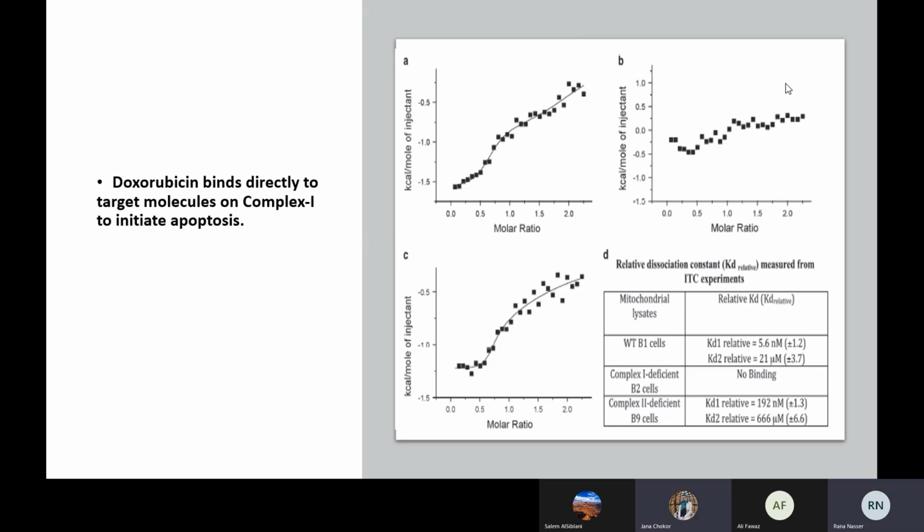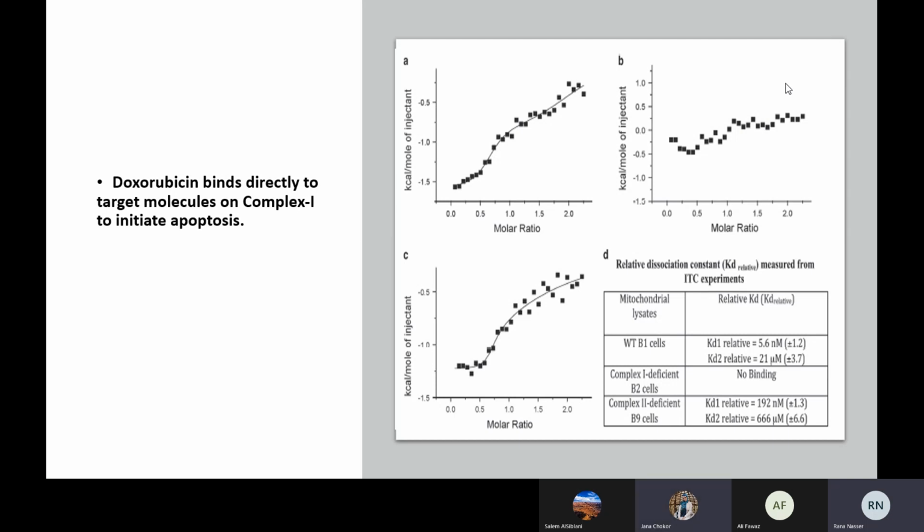In this figure, we wanted to determine the doxorubicin binding affinity with respect to the wild-type, complex 1 deficient, and complex 2 deficient cells. We noticed from the first graph with the wild-type cells, and also with respect to the table, that there was binding present. Now, looking at the second graph, with the complex 1 deficient cells, no binding was detected. And there was binding detected in the third graph with the complex 2 deficient cells. So we can say that the DNA damaging agent doxorubicin binds to the molecular targets in complex 1 to initiate apoptosis.